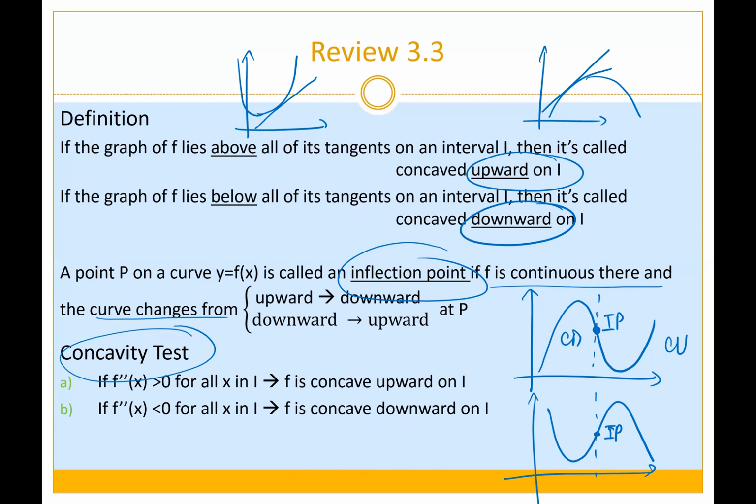Finally, you have the concavity test. To determine if a function is concave upward or downward on an interval, you look at f double prime of x, the second derivative. If the second derivative is positive for all x in that interval, it's concave upward. And again, if it's negative, concave downward. Pretty easy to understand and remember.